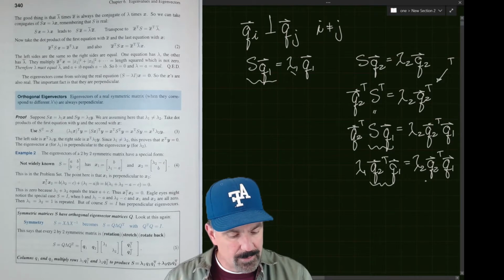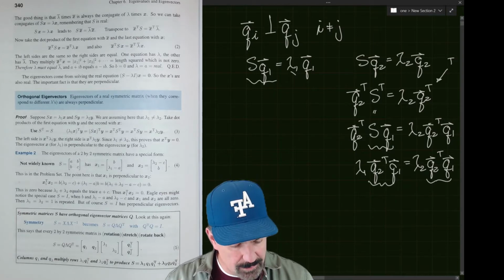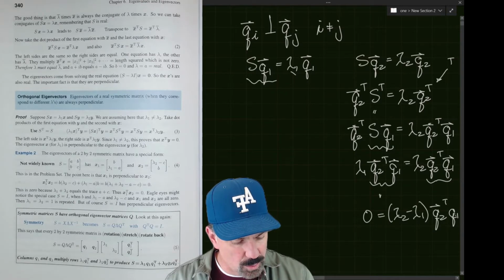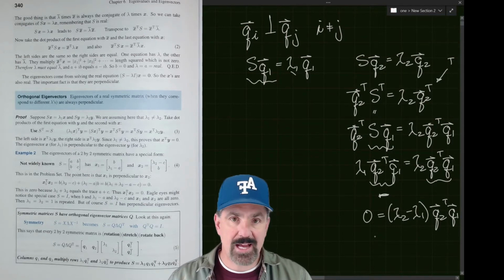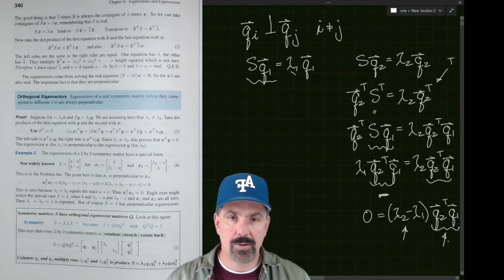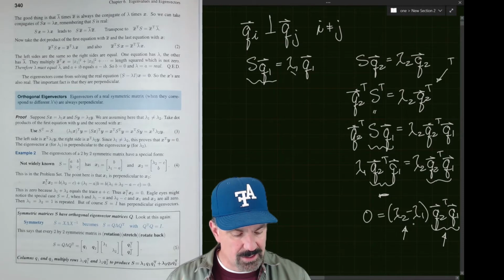Again, this is a number. And what we see, let me just do a subtraction. I'm going to subtract this side from both so that I have 0 is equal to lambda 2 minus lambda 1, and this is multiplied times Q2 transpose Q1. So I've just subtracted this off of both sides here. And in the case where I have 0, then either this thing is 0 because I have a product here, or this number here is 0. There's no other alternative. In order for this equation to be 0, I either have a 0 because the eigenvalues are equal, or I have a 0 over here.